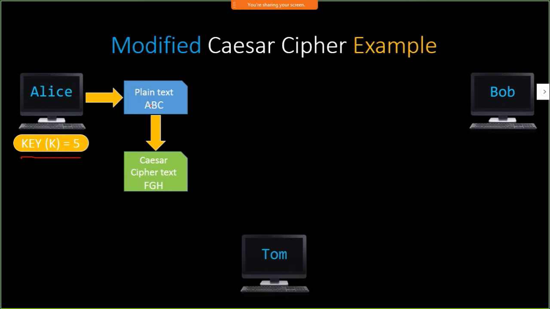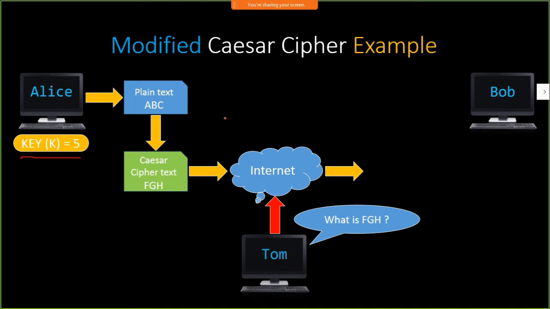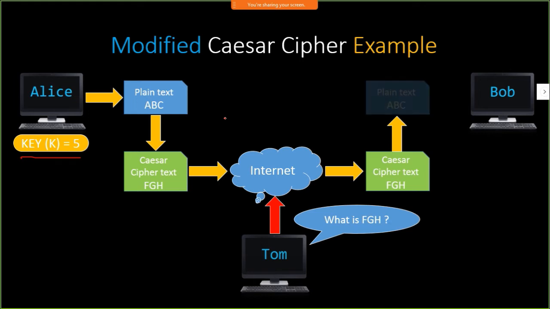The modified Caesar cipher technique is not used with a default key, it uses only the key which the user has stated. And in the same process, the data goes through the internet and Tom intercepts it, but Tom doesn't understand what FGH is. So Bob receives the actual message without any interruption. K equals 5 is the main function of the modified Caesar cipher.